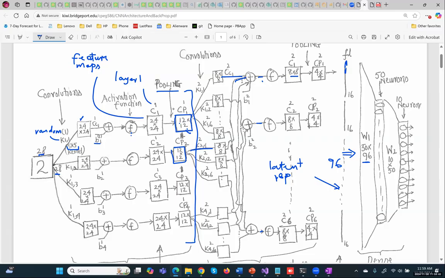So if we take a look at a 28 by 28 image, right? If we flatten it out, how many numbers are there? 28 by 28 is 784. So think of it this way, each image is a point in 784 dimensional space. Okay, and what is the feature learning doing? Transforming the 784 dimensional space to what space? 96 dimensional space.